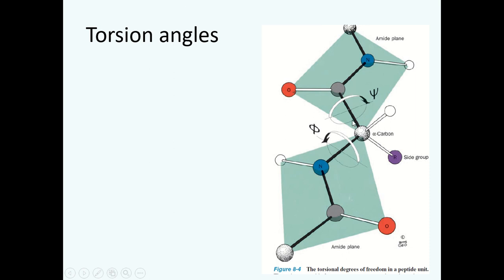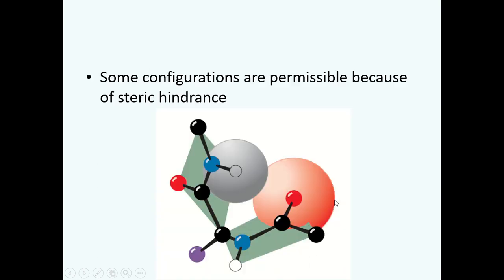Now, since rotation is possible across these bonds, these groups can rotate clockwise or anti-clockwise. Same goes, rotation is possible across this bond, so this peptide bond can rotate clockwise or anti-clockwise. However, since there are many amino acids and several of the amino acids have bulky side chains as well, only some conformations are possible.